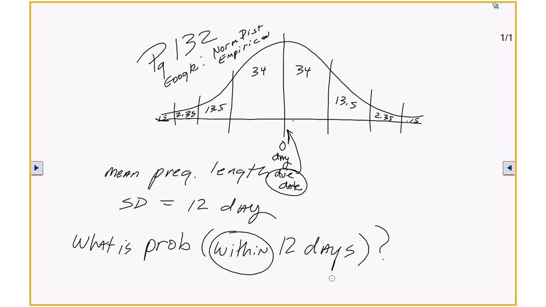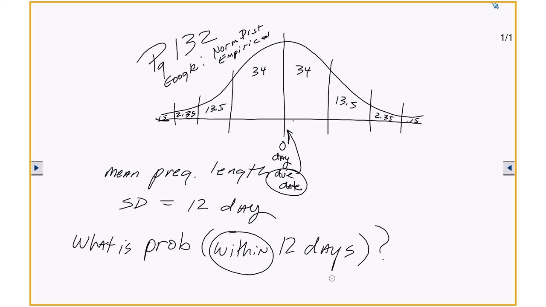Having a what? Having a baby. So having a baby falls on the day that you have the baby. Okay? Before having the baby, before the due date, is called premature. After the due date is pretty much normal, or whatever. I'm not a pediatrician, I don't know the terminology. But this is before, and this is what? After. So, the question says, what is the probability within 12 days?